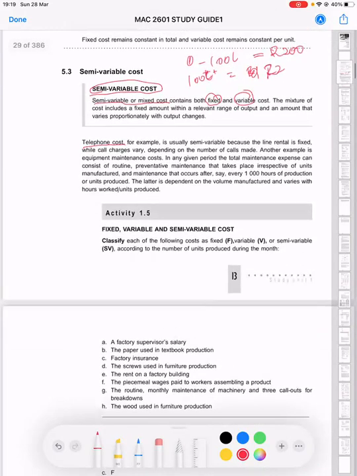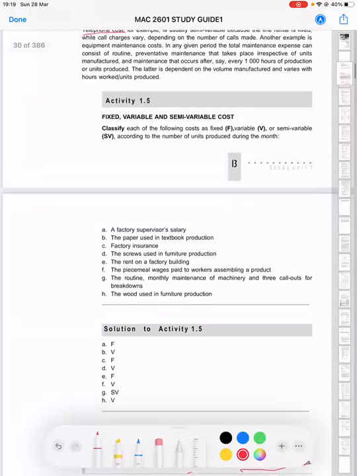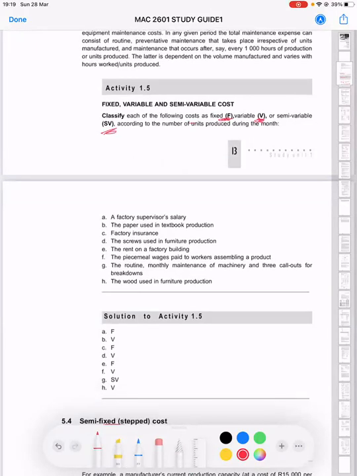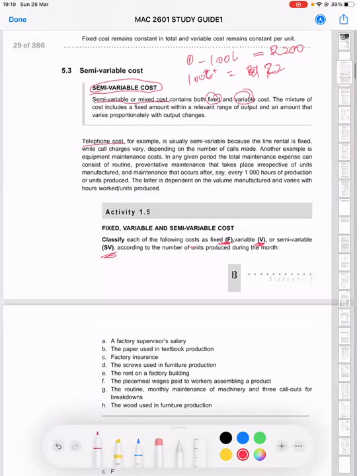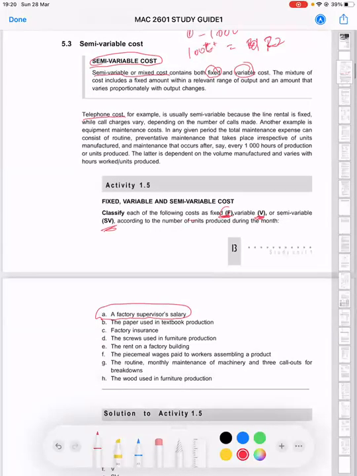Another activity that you might do. They say classify each of the following costs as either fixed cost, variable cost, or semi-variable costs. Another good exercise. Now, a factory supervisor's salary, good people, is it fixed, variable, or semi-variable? What did we say? This is a fixed cost, good people. The supervisor's salary, we said, is a fixed cost.